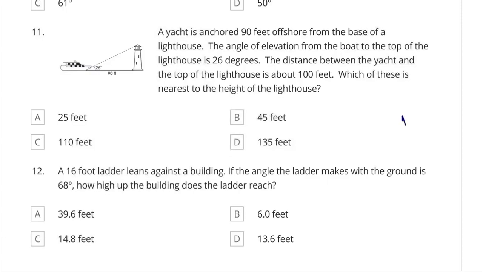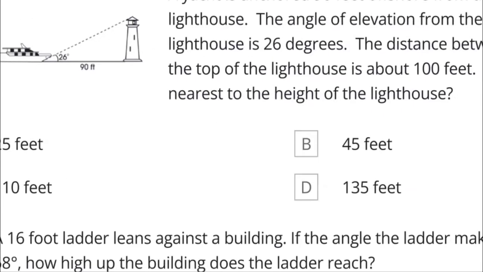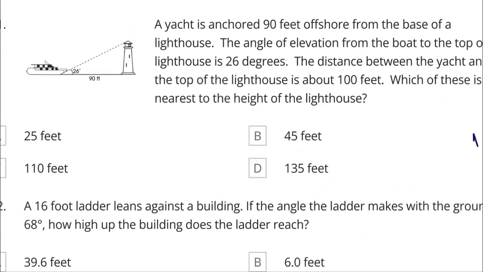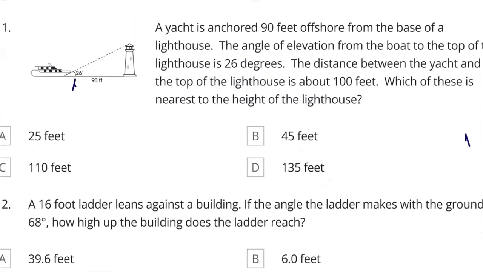So a yacht is anchored 90 feet offshore from the base of a lighthouse. Okay, so that's what you have. The angle of elevation. Now remember, this is the angle of elevation right here, from the boat to the top of the lighthouse, is 26 degrees. The distance between the yacht and the top of the lighthouse is about 100 feet.